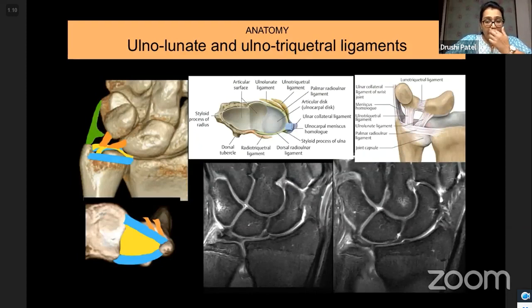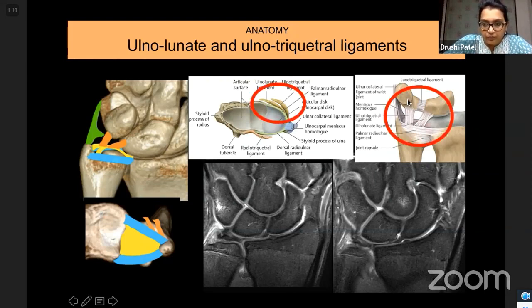Now, at the volar aspect, besides that, there are two small ligaments known as the ulno-lunate and the ulno-triquetral ligaments. They are at the volar aspect. If you see the orientation, how they are attached, they connect the ulna with the lunate and the ulna with the triquetral bone. So that structure on the volar aspect is the ulno-lunate ligament and this is the ulno-triquetral ligament.